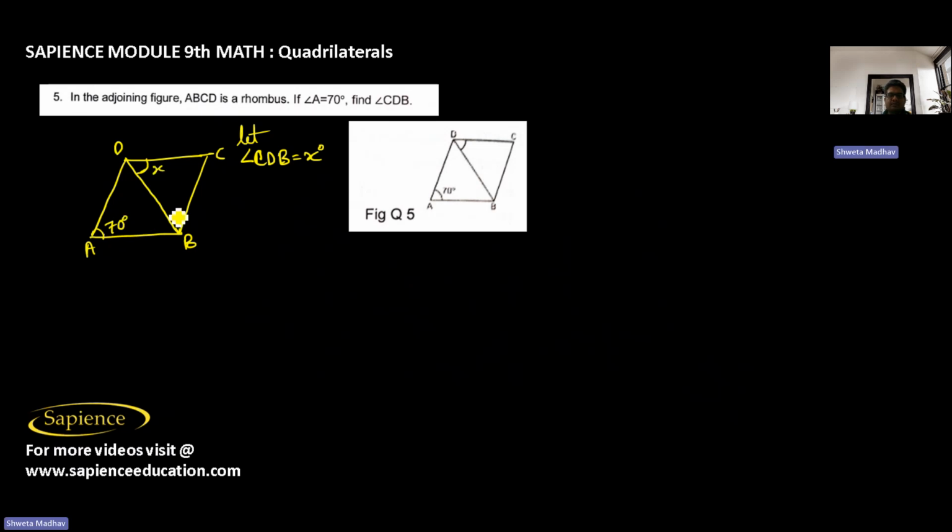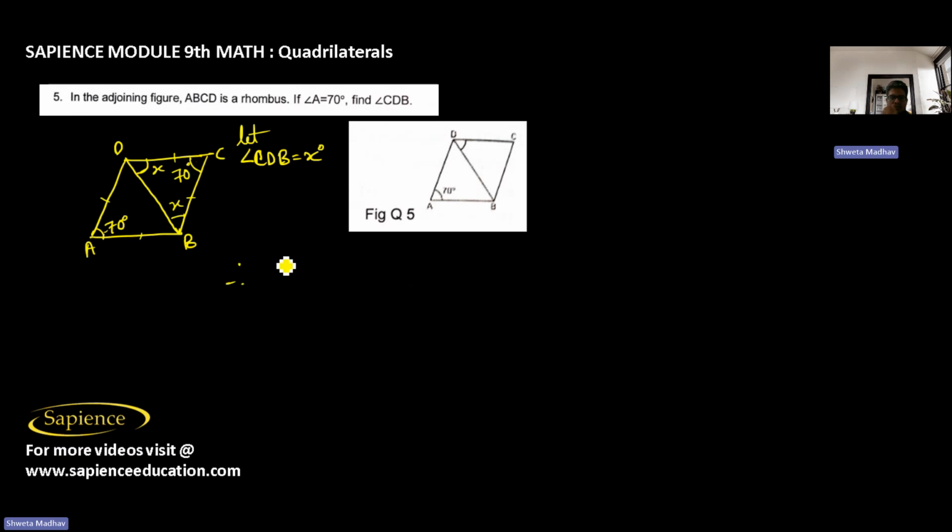So now it is a rhombus. Now these two sides are equal. Obviously, these two sides are equal, so if this is x, this is also x. Now we know that the opposite angles are equal. The opposite angles in a rhombus are also equal since it is a special type of parallelogram. So this is 70 degrees, this is also 70 degrees.